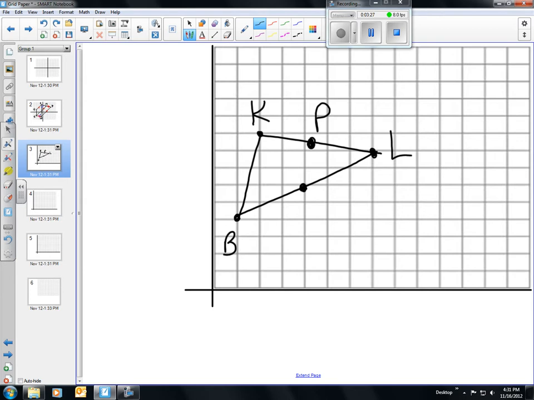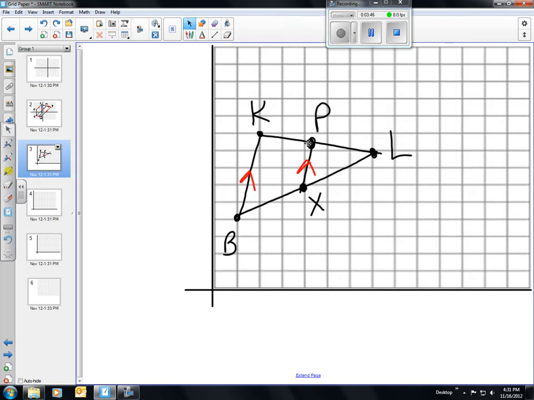And then when we connect those two, let's go ahead and call that point X. So when we connect P and X, that creates a mid-segment of the triangle. And what we know about mid-segments of the triangle is that they are parallel with the opposite side of the triangle. So we can say that PX is parallel to BK.